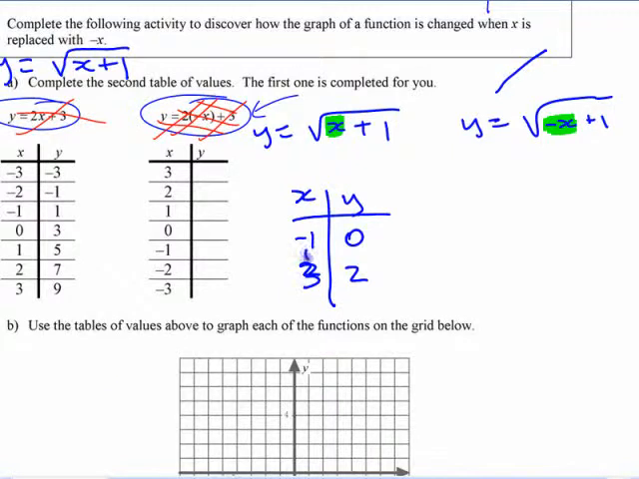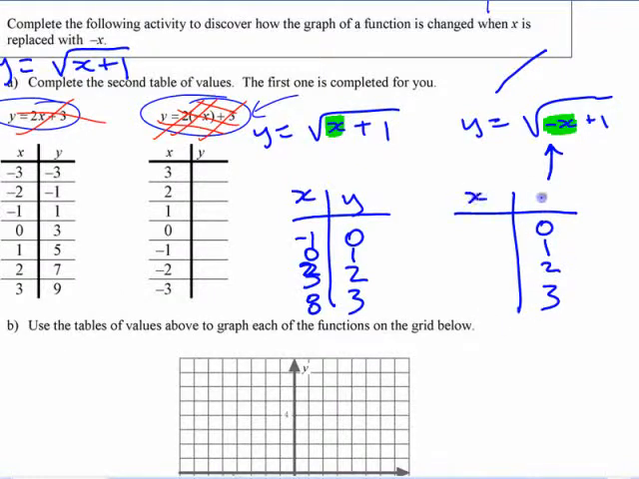I guess I could have picked 0 as well. 0 plus 1 gives me 1. If I picked 8 and added 1, I get 9. Square root's 3. What about if I have a negative in front of it now? What's going to happen here? Let's say I wanted to get those same numbers, 0, 1, 2, 3.